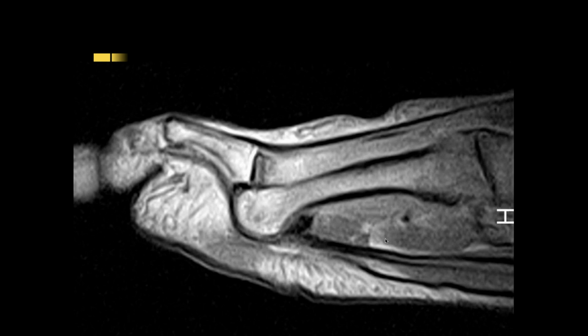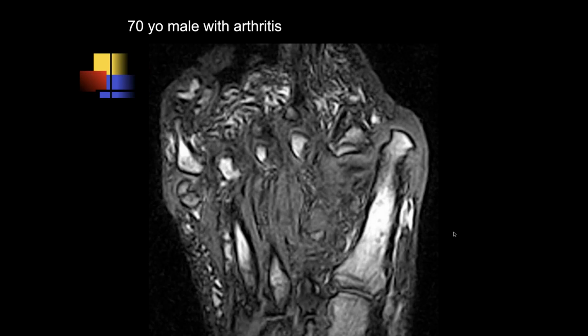Yeah. And tendons get degenerated and damaged, obviously. And then you get dislocations, etc. Jennifer, what do you think of this one?